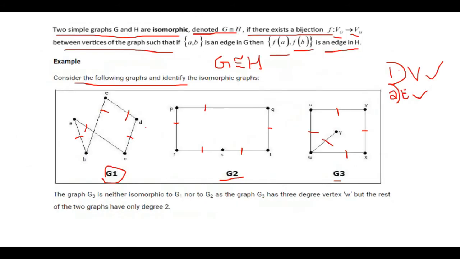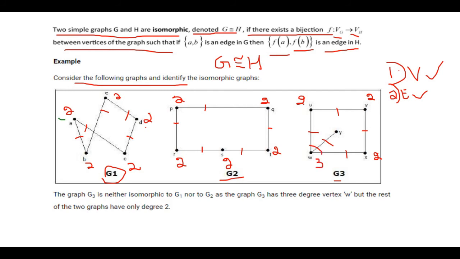Next is the degree. The degree sequence of both graphs should be the same. Let's check the degree for each vertex. In G1, A has 2, B has 2, C has 2, D 2 and E 2, so the degree of every vertex in G1 is 2. Let's check in G2: P is 2, Q also 2, R also 2, S also 2, T also 2. Let's check G3. Here we have 2, V we have 2, X we have 2, but W we have 3.